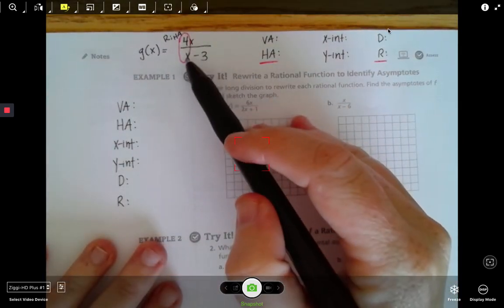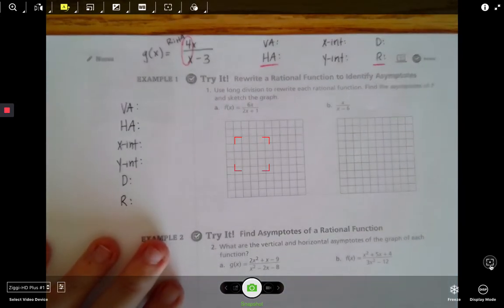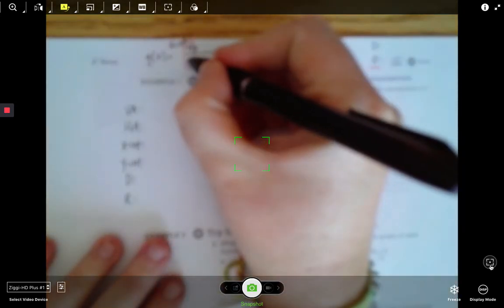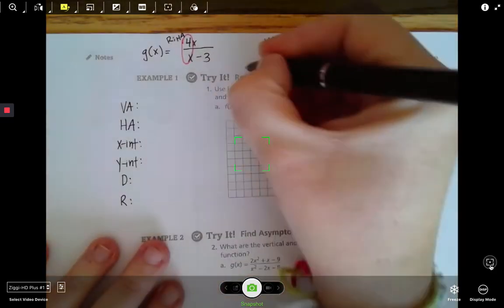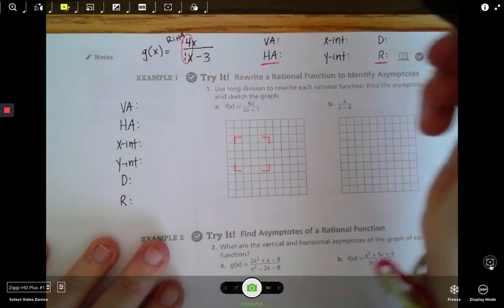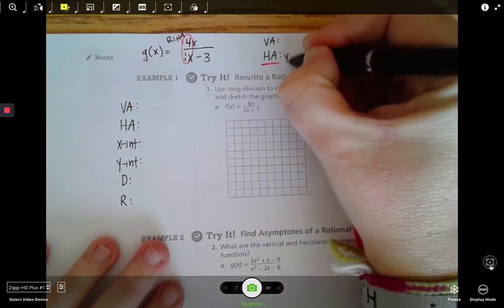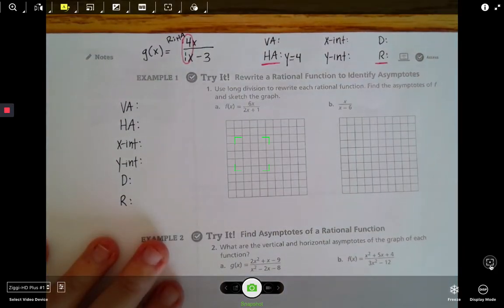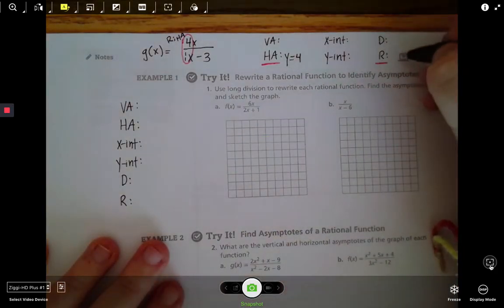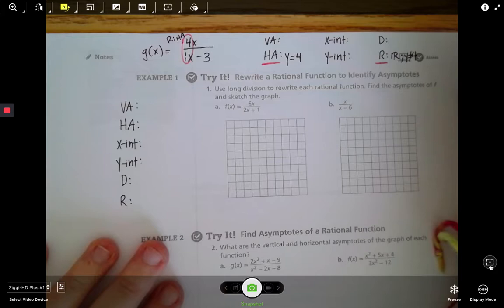Well, what's the leading coefficient in front of this x right here? In front of the x is a 1, right? Understood 1? So what's 4 divided by 1? 4. So for our horizontal asymptote, I would say y is equal to 4. Well, how does that tell me the range? Your range is always all real numbers except y cannot equal 4.